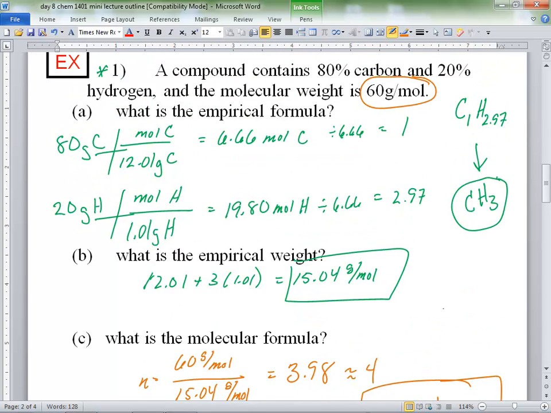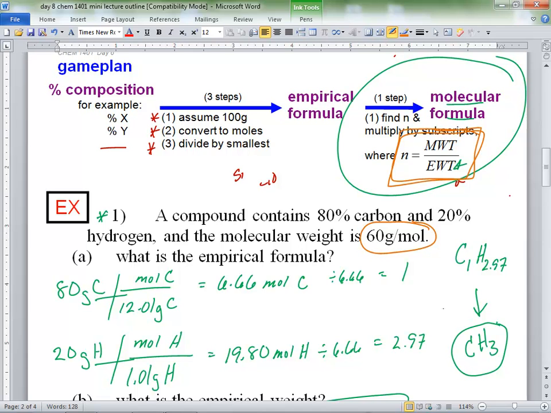So to go from percent composition to molecular formula, assume 100 grams, erase the percents, change them to grams, convert everything to moles, divide through by the smallest answer you get. Then you'll have the empirical formula. They have to give you the molecular weight, divide it by the empirical weight, and you get your little factor you're off by. Multiply the factor by the subscripts.